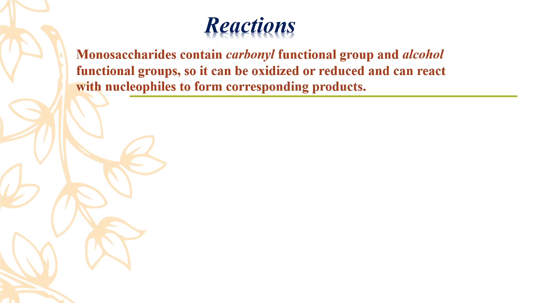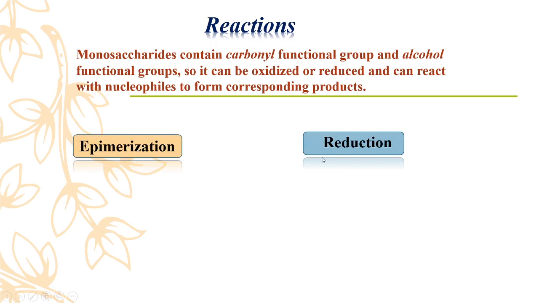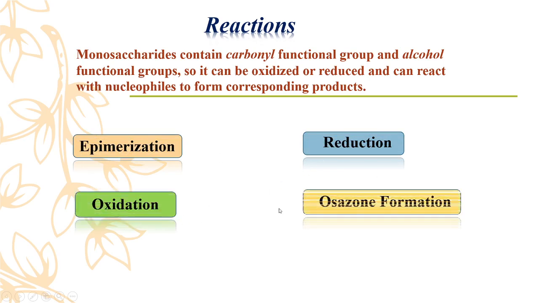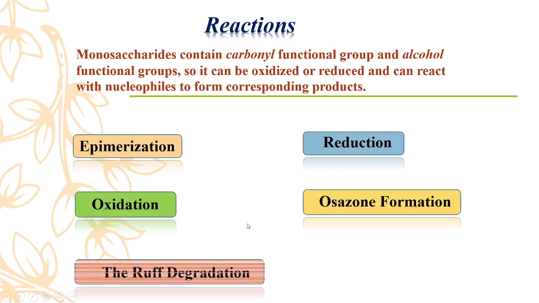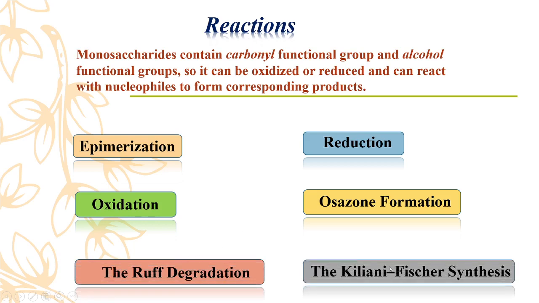So what types of reactions are possible on carbohydrates? Those are epimerization, reduction, oxidation, osazone formation, Ruff degradation, and the Kiliani-Fischer synthesis. So let's see them one by one. The first one is epimerization.